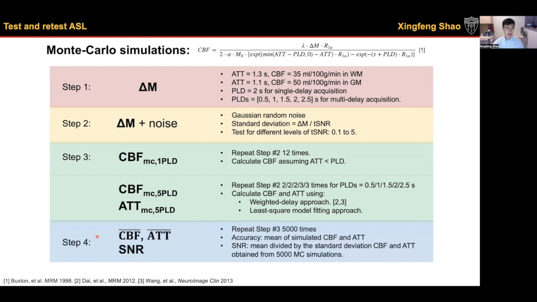And lastly, we repeat step 3 5,000 times for the Monte Carlo simulation. We can estimate the mean of the simulated CBF and arterial transit time to estimate the accuracy of the acquisition, and we also calculate the SNR to estimate the reliability of the acquisition.